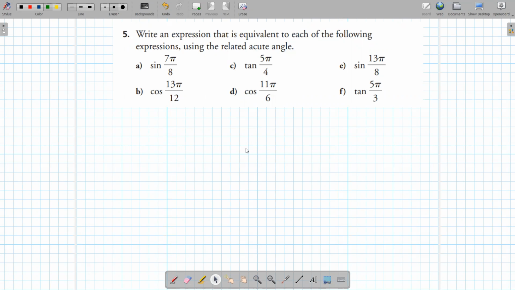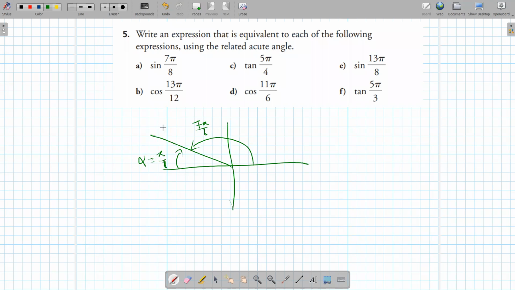Okay. So for this one, again, what is this angle? Which quadrant is that angle in? Quadrant 2. Exactly. Is sine positive or negative in quadrant 2? Positive. Right, so where else is sine positive? Quadrant 1. So all we have to do in this question is, if this is 7 pi/8, what's the related acute angle? Pi/8, and that's it for this question. So sine of 7 pi/8 is the exact same thing as sine of pi/8.